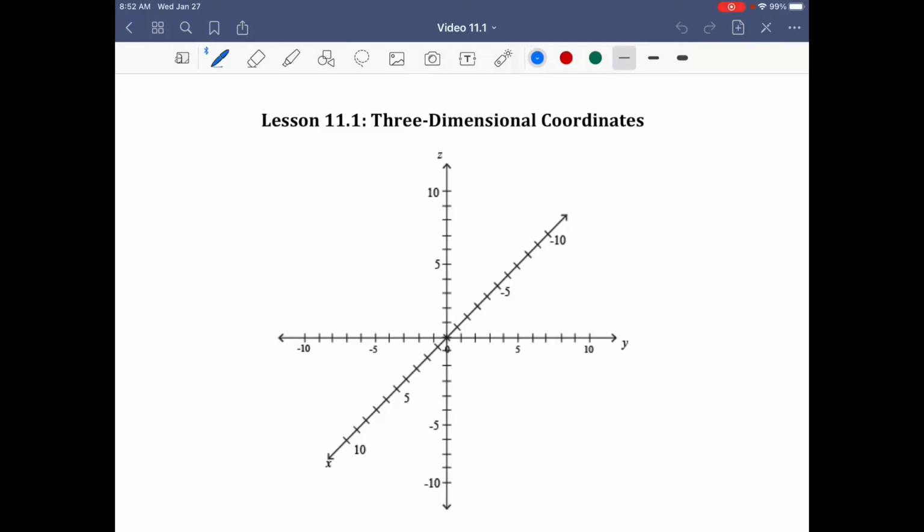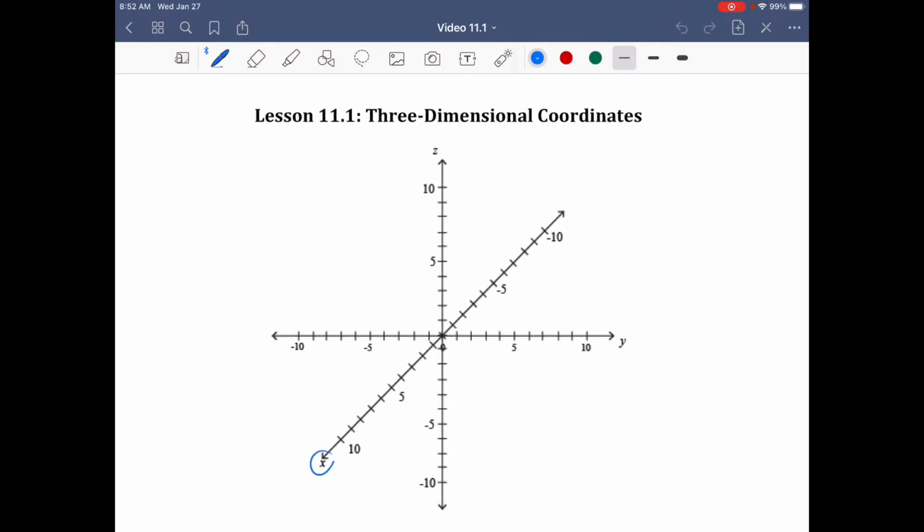Hi everyone, in this video we'll be talking about graphing, plotting three-dimensional coordinates and the three-dimensional coordinate system. So let's get right into it. As you see in this image, there are three axes. We have our x-axis, our y-axis, and our z-axis. These three directions would be the positive direction, as you see from the little tick marks.